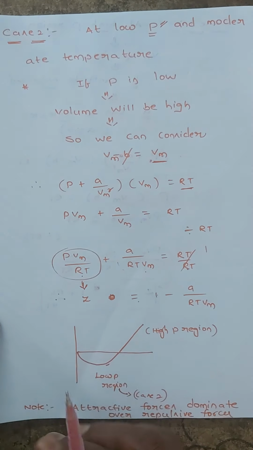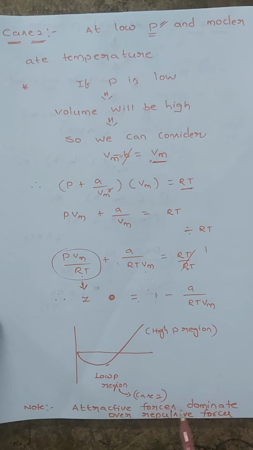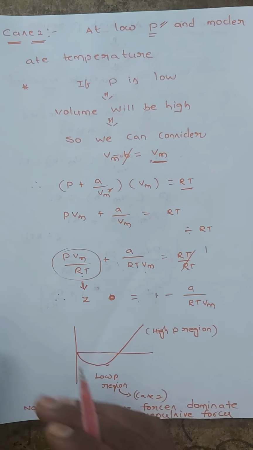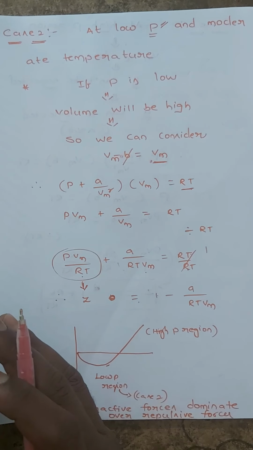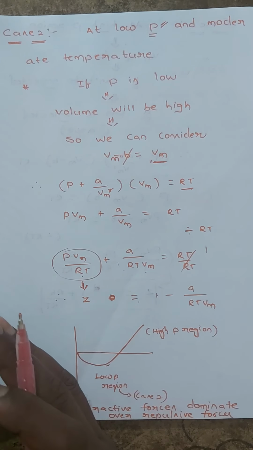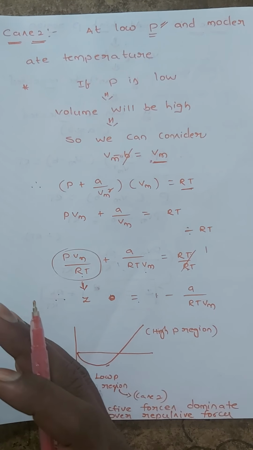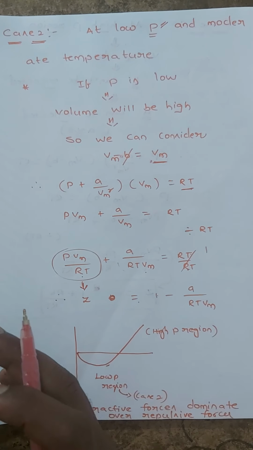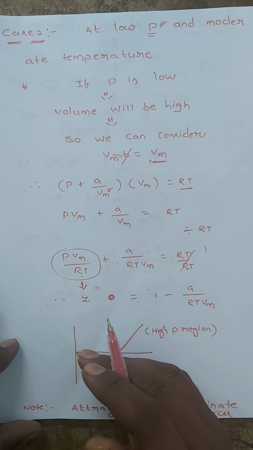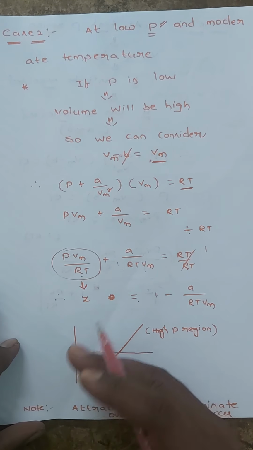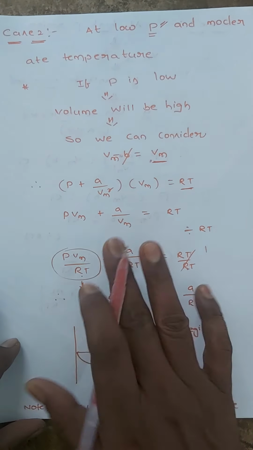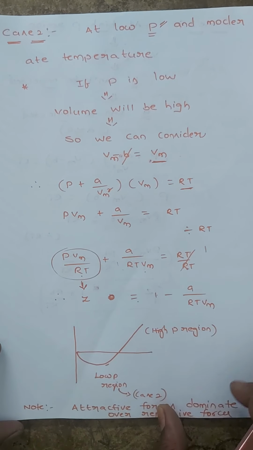At low pressure region, attractive forces dominate over repulsive forces because the molecules are at considerable distance. So there might not be repulsive forces, but attractive forces are there, due to which the decrease in volume will be more than expected when compared to an ideal gas. This is case 2.